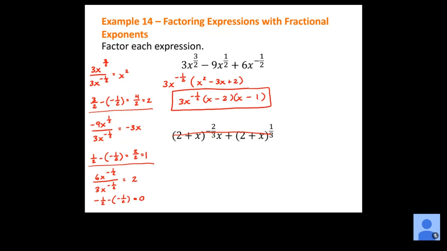Again, the key to this one is always factor out whatever the smallest exponent is. So that x to the negative 1/2 is your smallest exponent. Once you've done that, then we can look at what's left over and factor it further if possible.